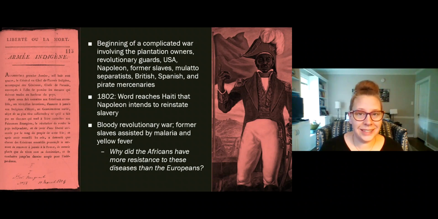Former slaves were assisted by malaria and yellow fever. So the French kept trying to come in, and they couldn't. Their people just kept dying because of malaria and yellow fever. So once again, the hemorrhagic fevers are rearing their heads during this period of time and changing history. You know why the Africans have more resistance. We talked about that a lot.